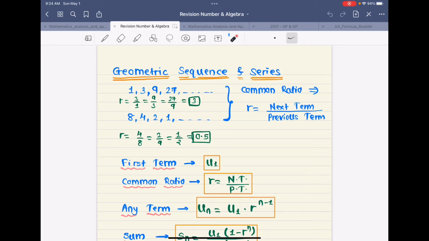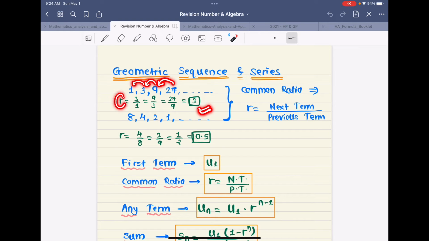Geometric sequence, again I am taking a similar sequence: 1, 3, 9, 27. I can see the difference is not constant. Here the difference is 2, here the difference is 6, here the difference is bigger than that. So what is the other possibility? That means the ratio has to be constant. Look at the ratio. 3 divided by 1 is 3. 9 divided by 3 is still 3. 27 divided by 9 is still 3.